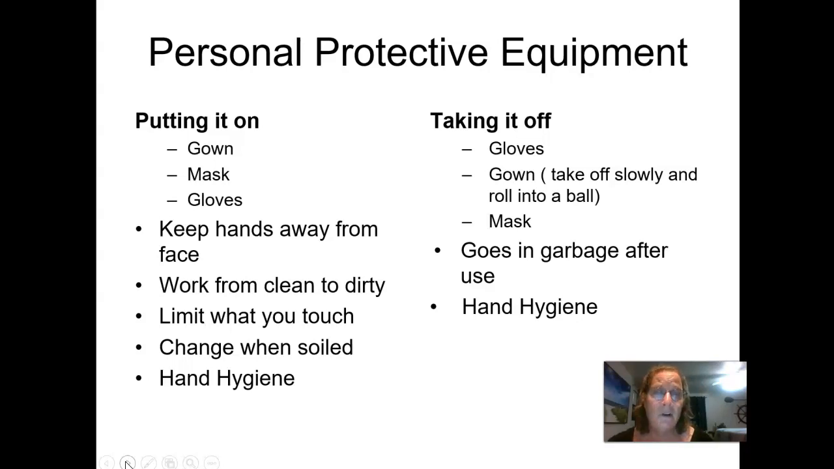Now, when we're taking off our equipment, the gloves come off first. So imagine your gloves saturated with bodily fluids. You don't want to be reaching behind you to untie your gown, or putting your hands up near your face to take off your mask. So gloves come off first because they're the most contaminated. Then the gown comes off, and you want to take it off slowly and roll it in a ball. And then the mask comes off, and it goes into the garbage after use. And then, of course, we would do hand hygiene.